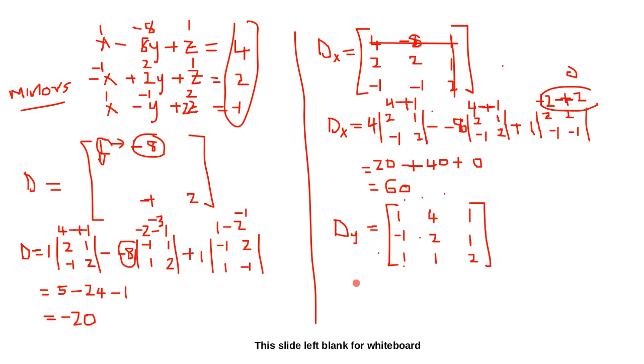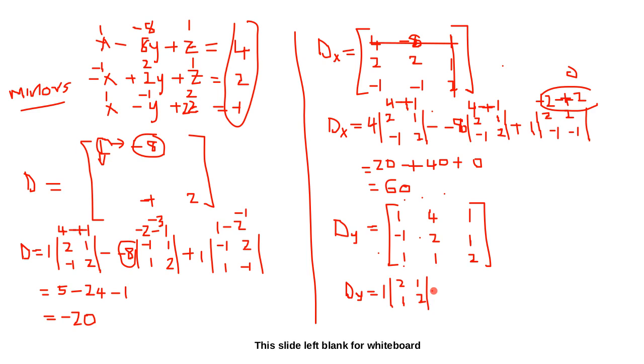So then again, we find dy, the determinant, same procedure. So we start by the 1 there. 1 times its minus. So we delete row 1 and we also delete column 1. We'll have a 2 there, 1, 1, 2.